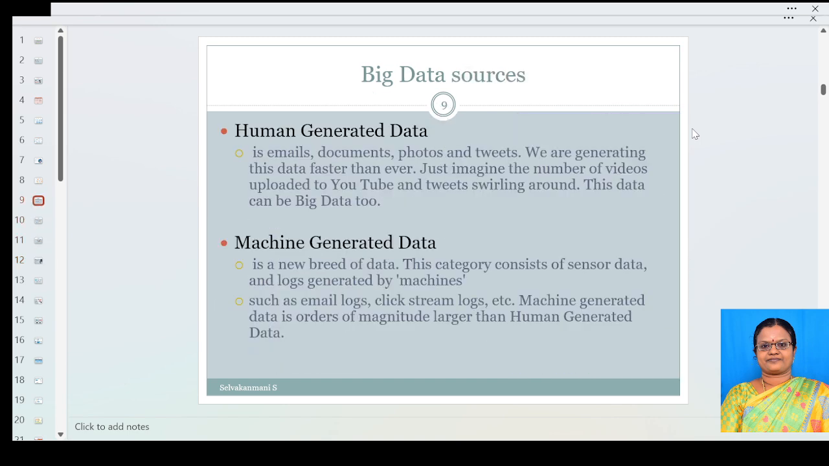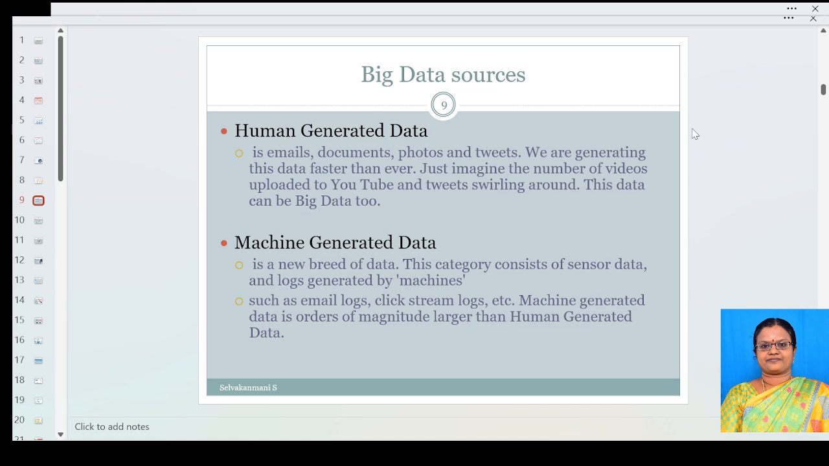So what is human generated data? It is the information which is shared by humans through emails, documents, photos and tweets. Whereas machine generated data consists of your sensor information or some logs, which is some history which has been used.